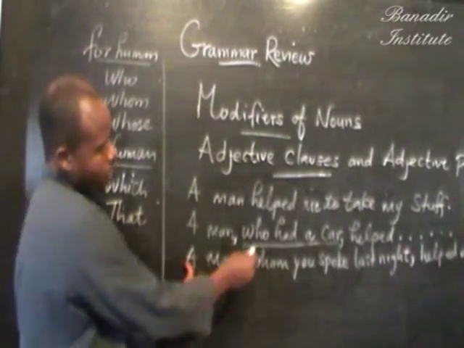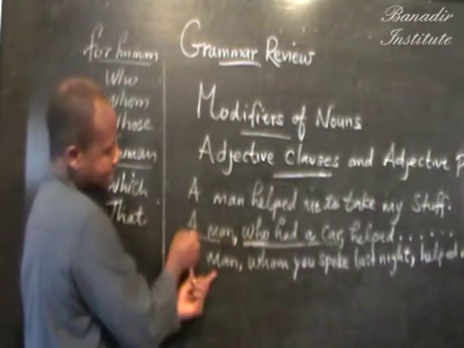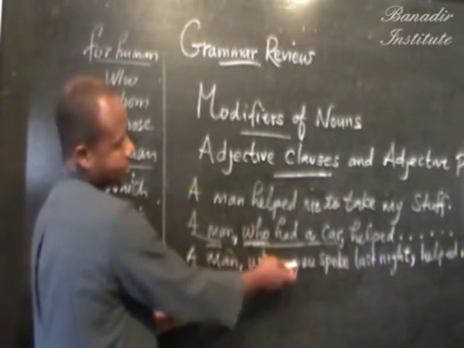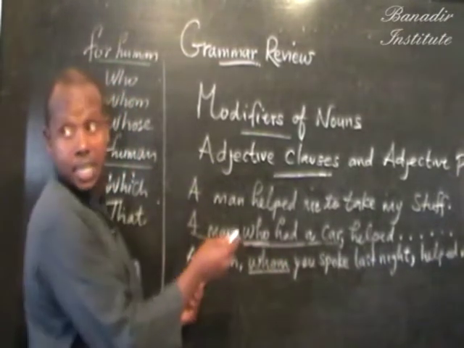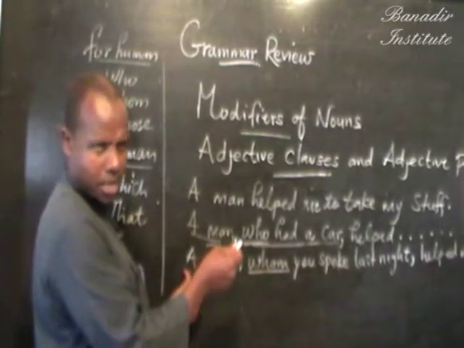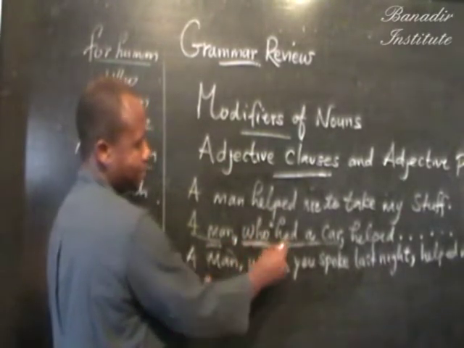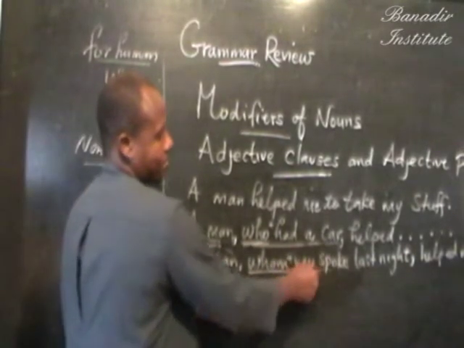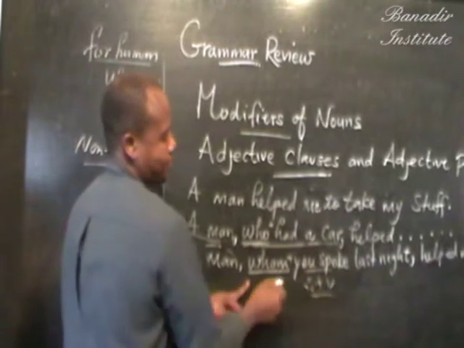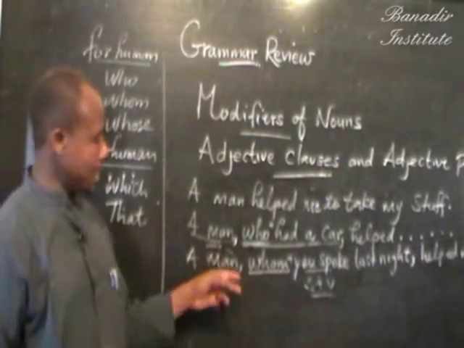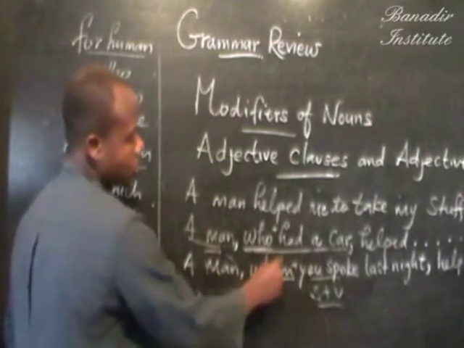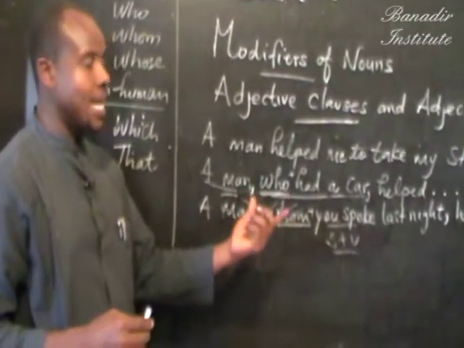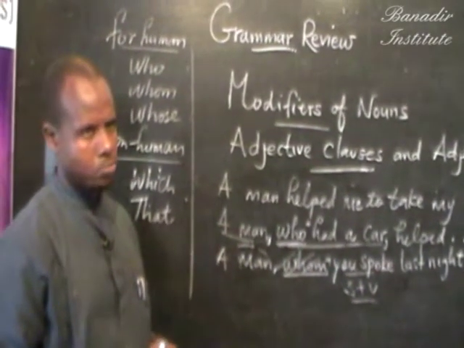This is objective. When we use who here, the antecedent is subject. When we use whom here, the antecedent is object. And the other difference is that when we have who as a subjective relative pronoun, we will have verb following. And when we have whom as object, we will need subject plus verb. So the difference is there. In modern English, whom is not used. Then you can simply say, a man you spoke to last night helped me to take my stuff.